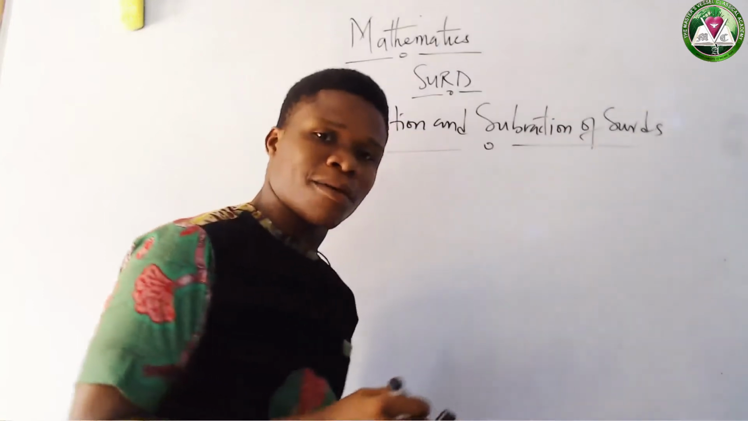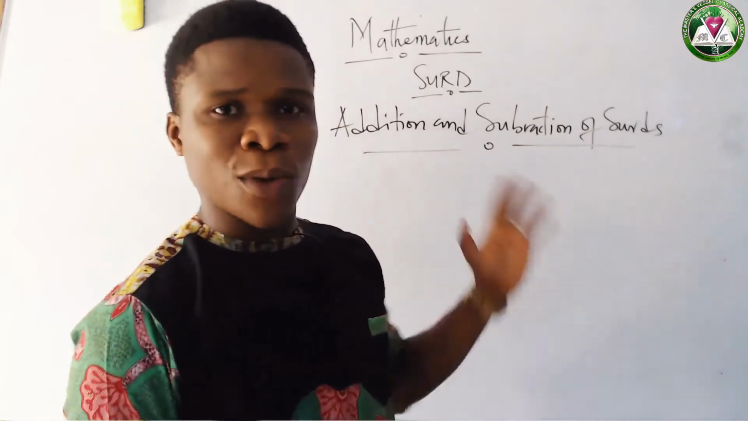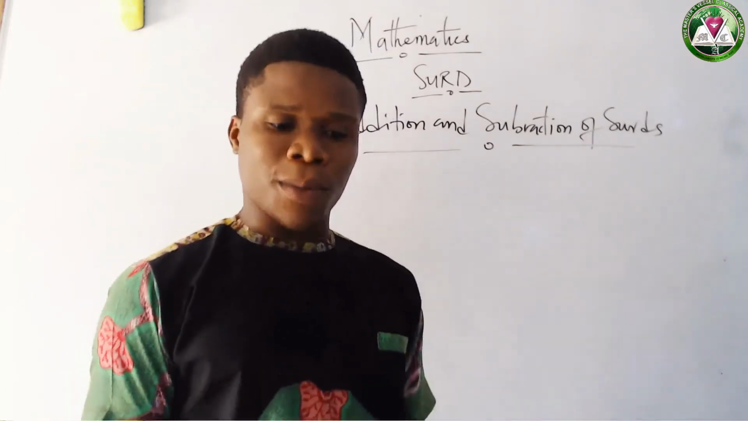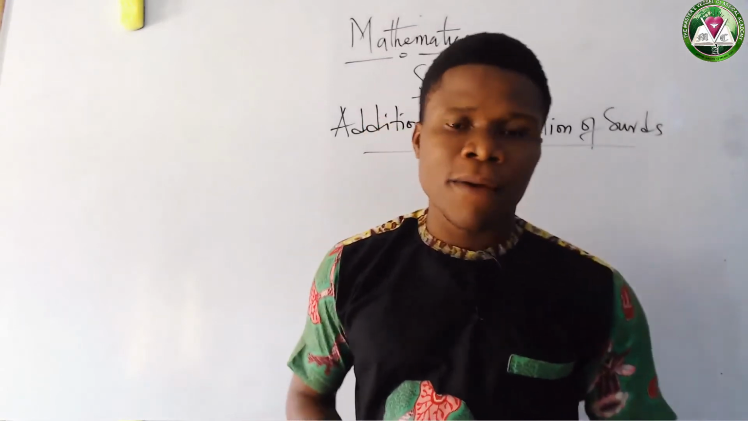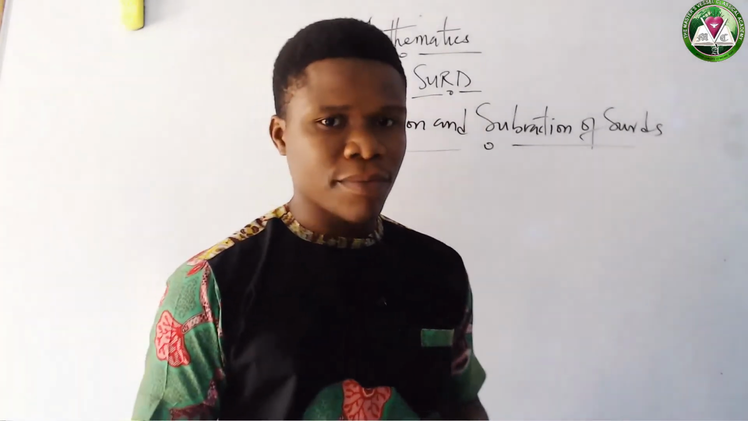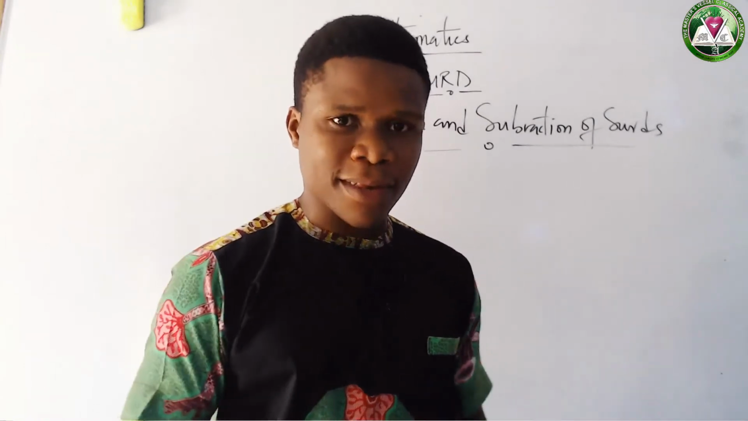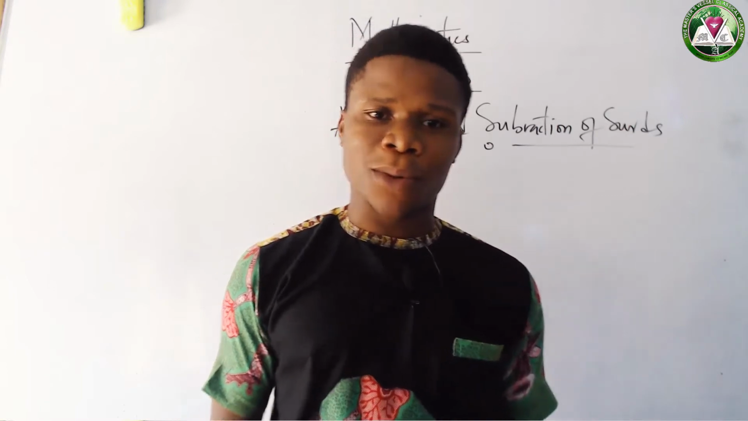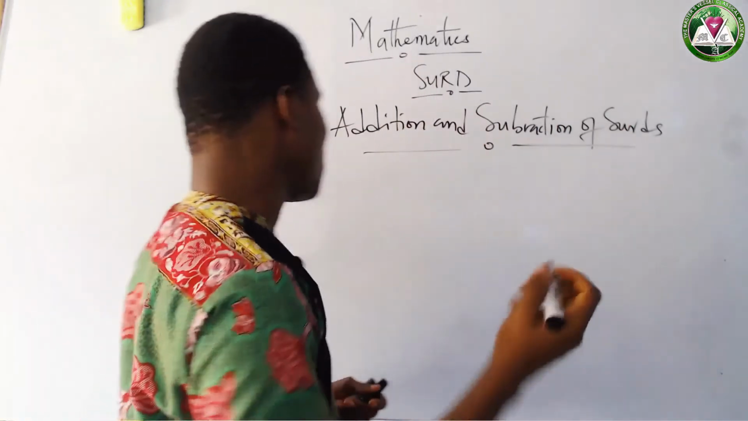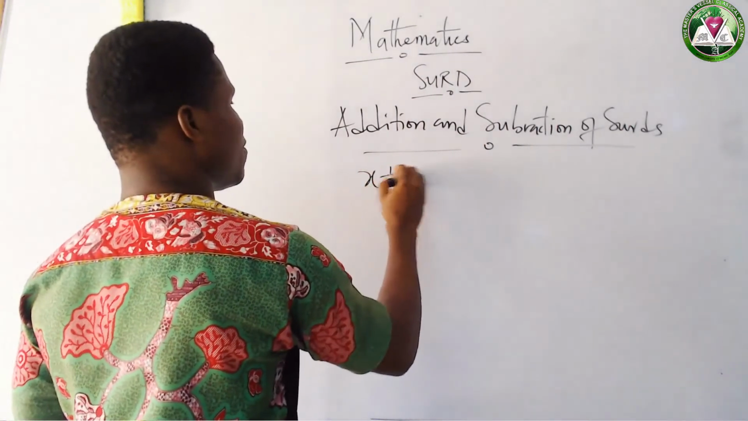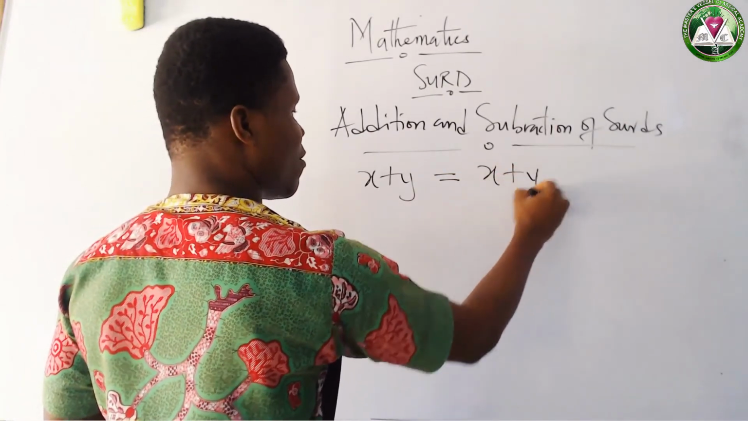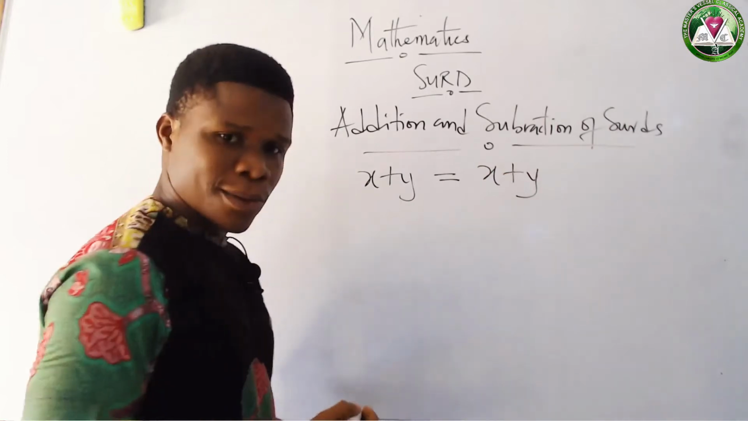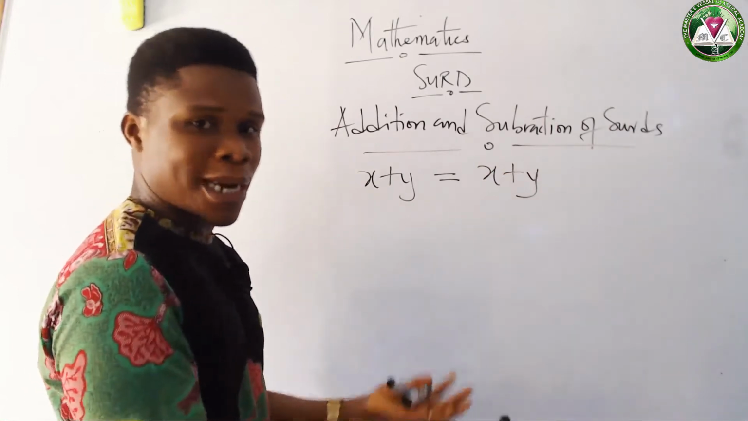Addition and subtraction of Surds. So that is what we want to look at today, how to add and subtract Surds. Now, we know very well that in algebra, that is mathematics that involves alphabets, whenever we want to add or subtract, we make use of like terms. For example, x plus y is equal to x plus y. Why? Because they are not like terms, so you can't add them together.